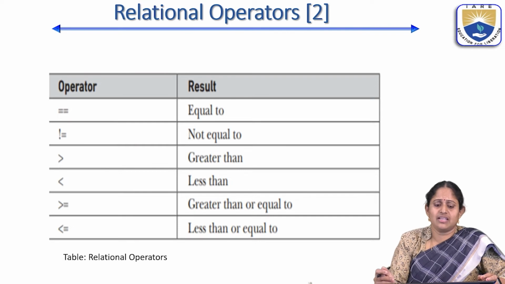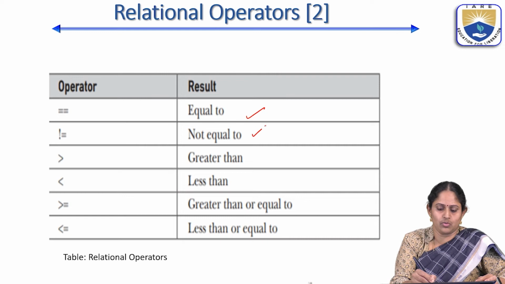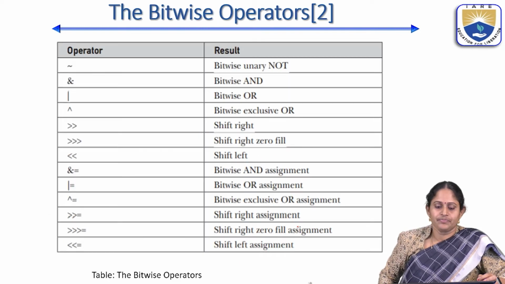Now, these are the various relational operators available in Java. We have equal to, not equal to, greater than, less than, greater than or equal to, and less than or equal to.